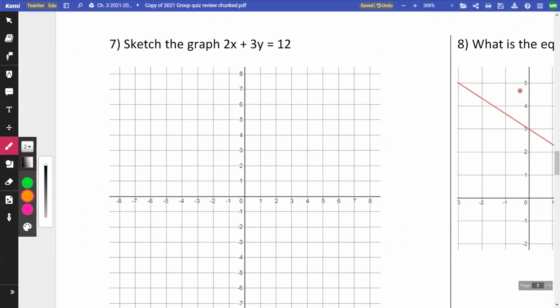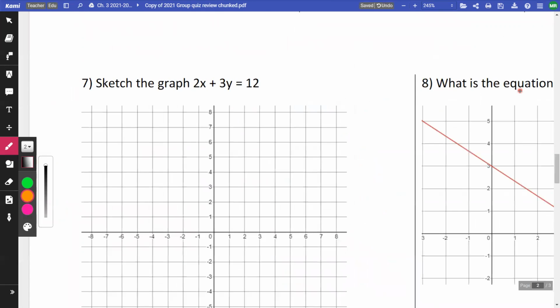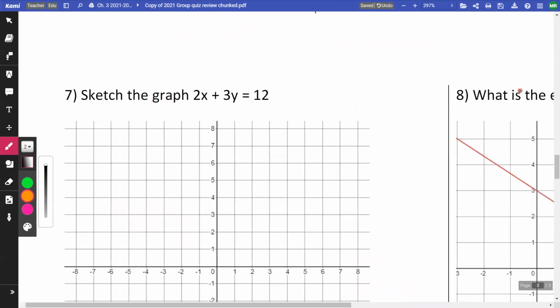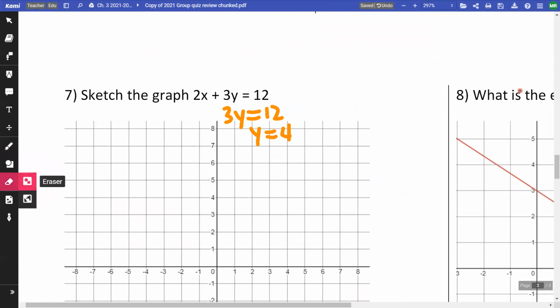Okay, on this one, I personally would put 0 in for x. And when I put 0 in for x, this is going to be gone. And I get 3y equals 12. So y is 4. Then I'm going to put 0 in for y. And when I do, I'm going to get 2x equals 12. So x is equal to 6.